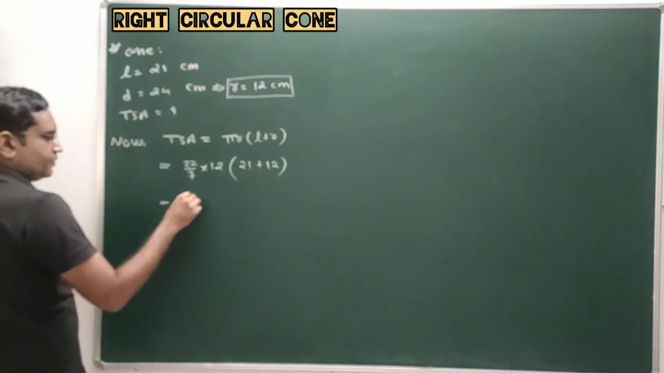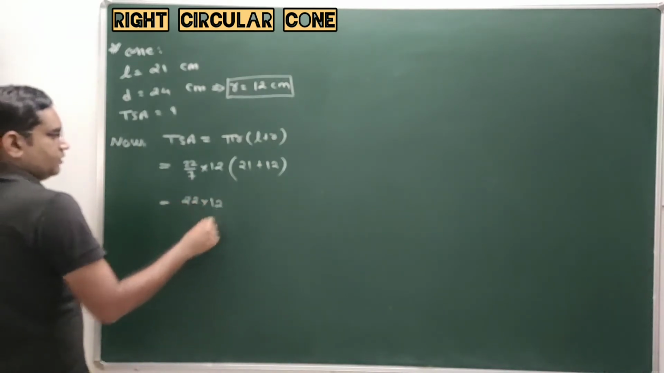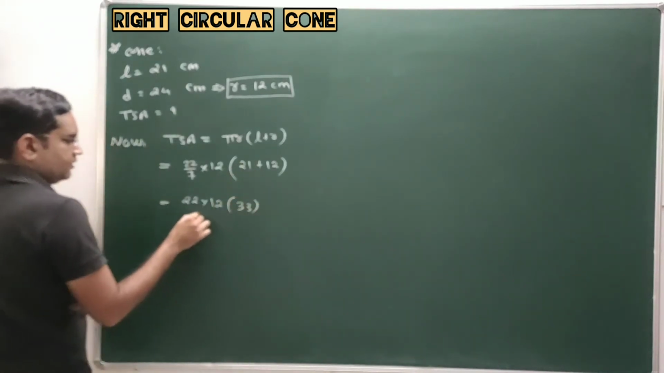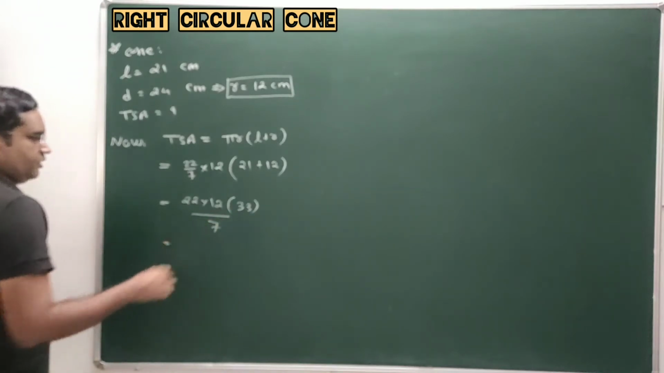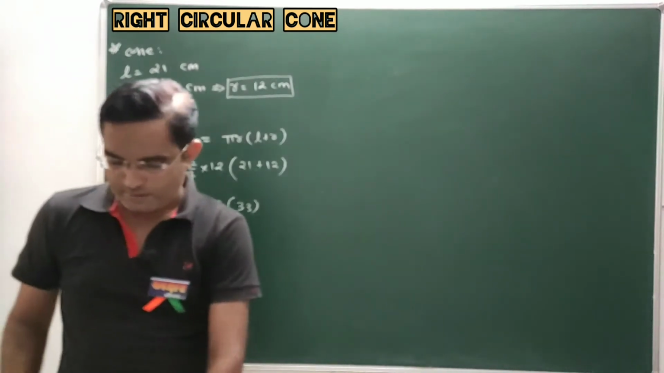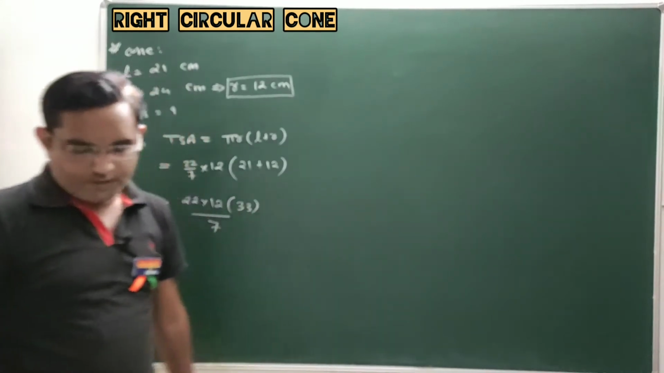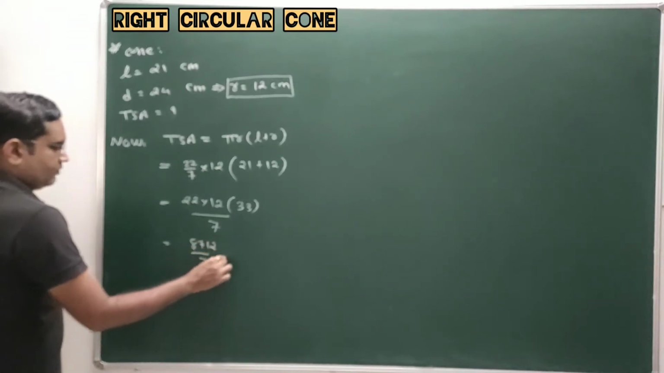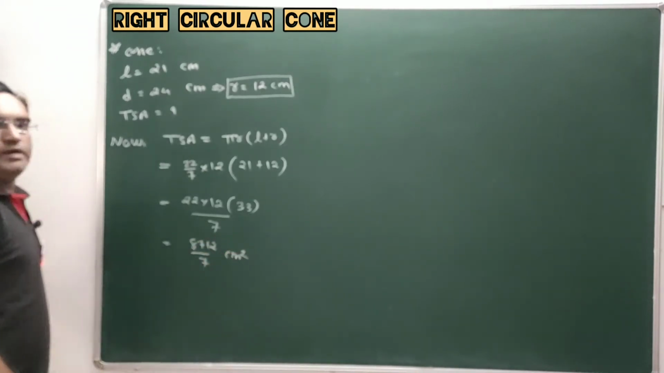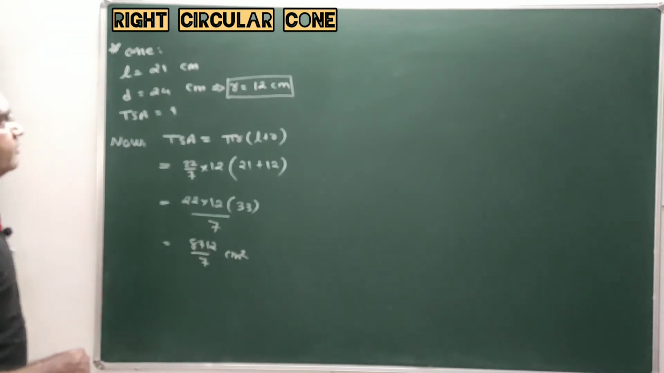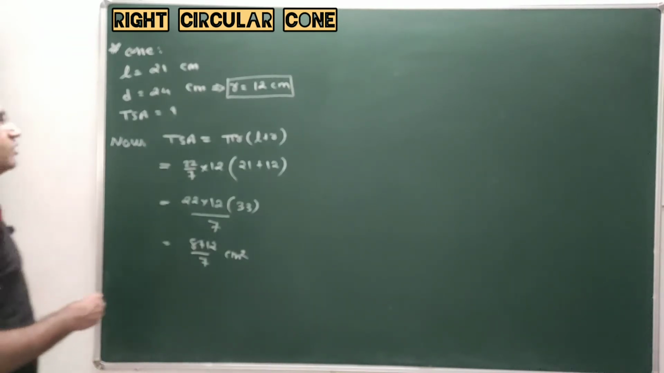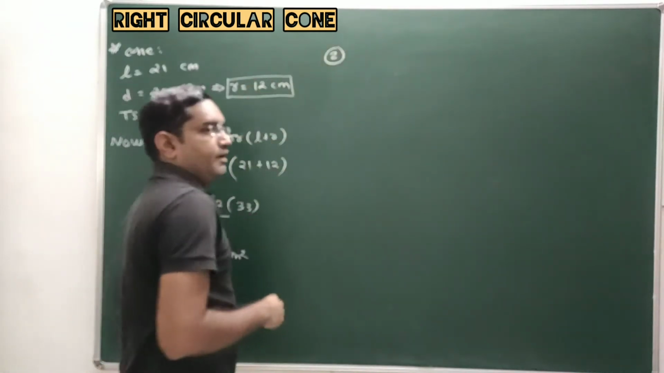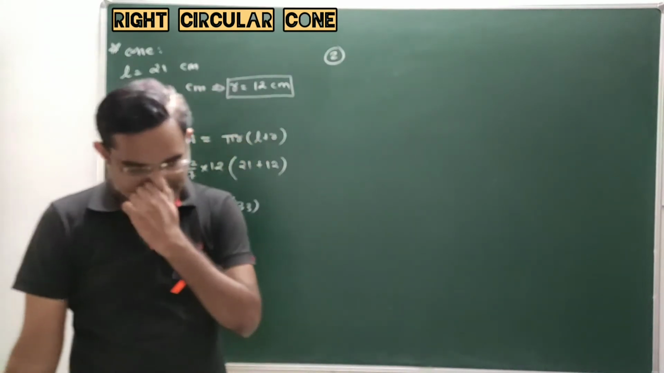In simplification, it's 22 into 12 multiplied by 33 divided by 7. Performing the multiplication of the numerator, we get our answer as 8712 by 7 centimeter square. This is the first question, a very simple question in which we find the total surface area of a right circular cone, in which slant height and diameter of base are given.